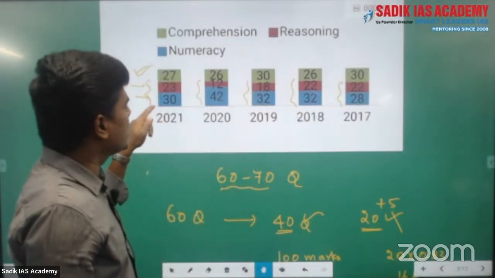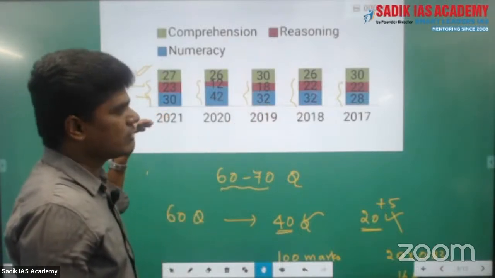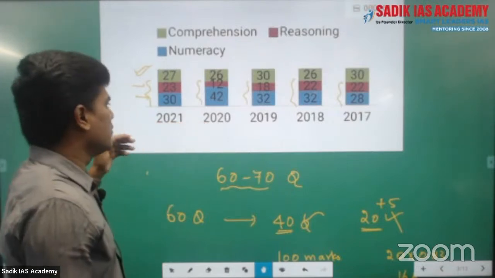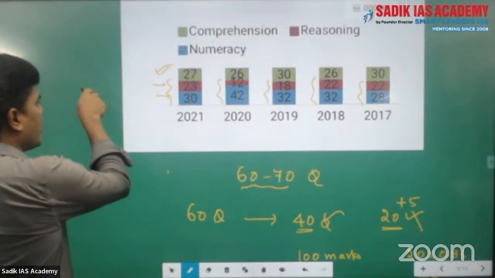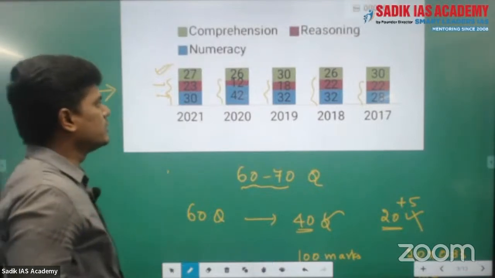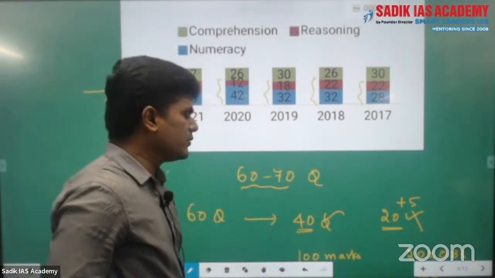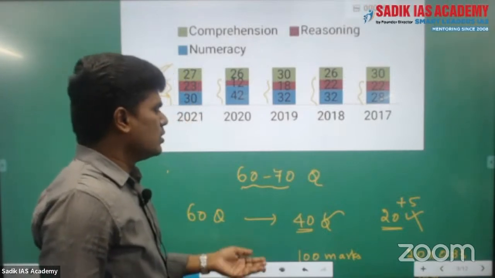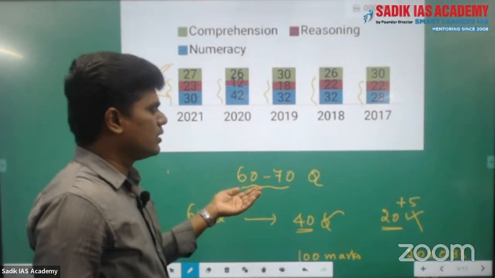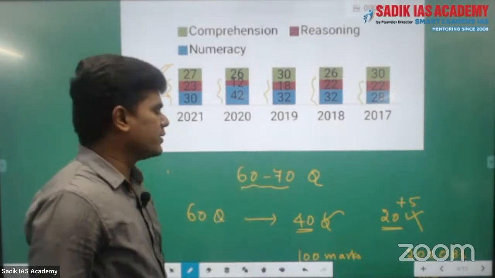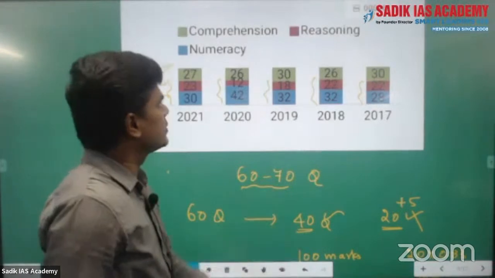Which area you are going to give importance to depends on your capability. So in my personal opinion, we can give more importance to the maths and reasoning area, so that it will be easy for you, and you yourself can come to know the marks scored by you after writing the exam. So that is the reason I'm saying this. Okay, fine.